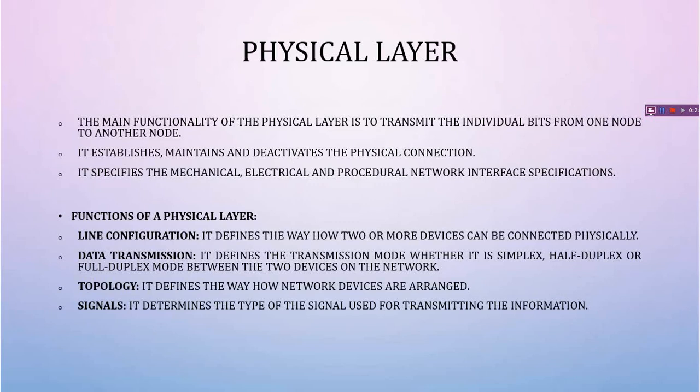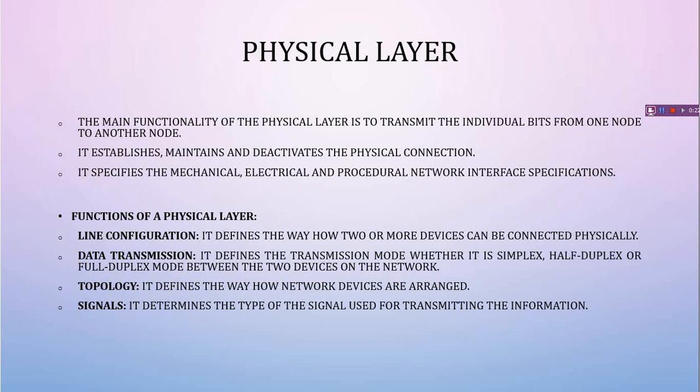Then the physical layer. The main function of the physical layer is to transmit the individual bits from one node to another node. It establishes, maintains and deactivates the physical connections. It means that physically the data moves at this layer. It specifies the mechanical, electrical and procedural network interface specifications.